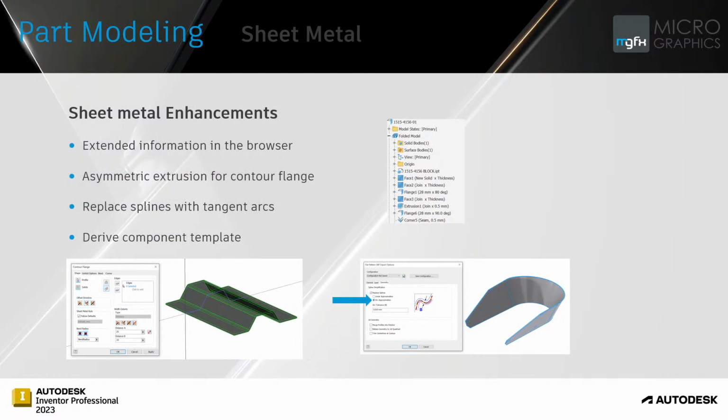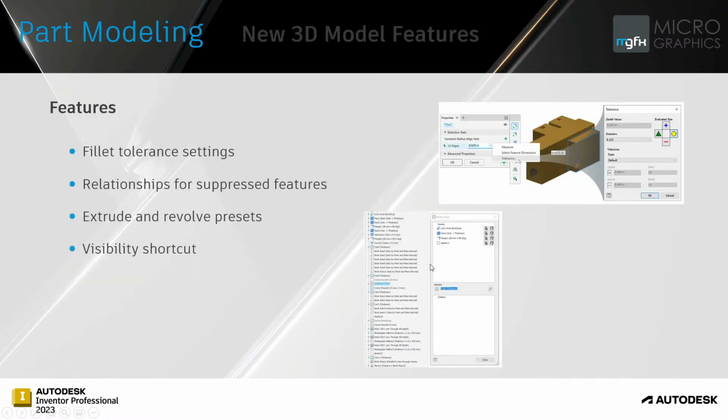Okay, now we'll discuss sheet metal enhancements in 2023. Basically, we now have extended information in the browser, so if you look at your folded model, you can see a full list of everything that was done to get this folded model. For example, when you start off, you'd have a face, a second face, a flange, an extrusion, another flange, and so on and so forth. You can see all of that in the folded model area.